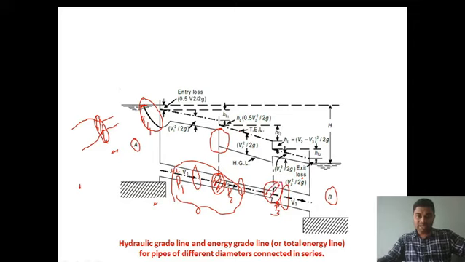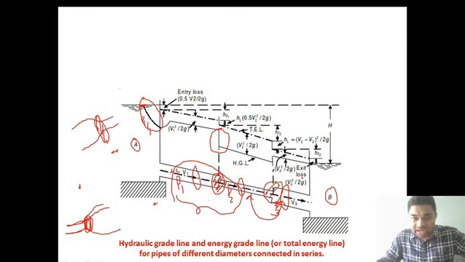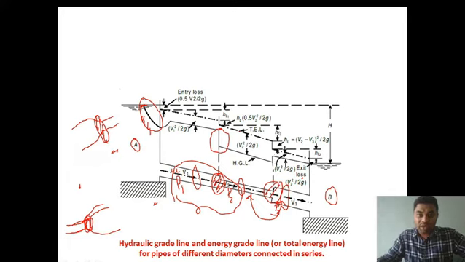Here in this case, the water is flowing from a smaller diameter pipe to a larger diameter pipe. There is a sudden enlargement. Due to the sudden enlargement, again what is happening?